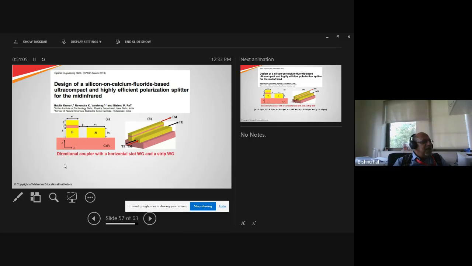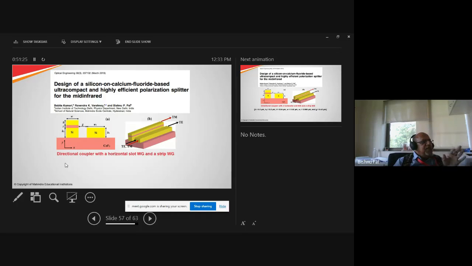So the structure is something like this. You have a slot waveguide on the left and a strip waveguide on the right side. Both are based on a substrate of calcium fluoride, and calcium fluoride is also filling the slot region of the slot waveguide. And on the right hand side is the 3D view of the structure.